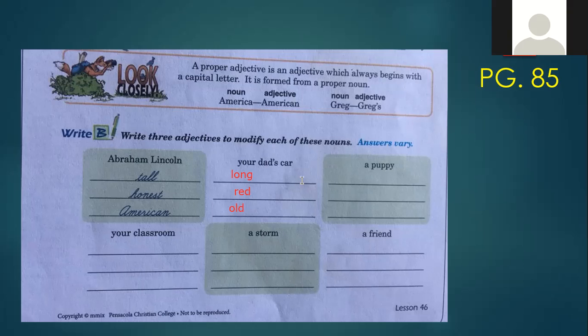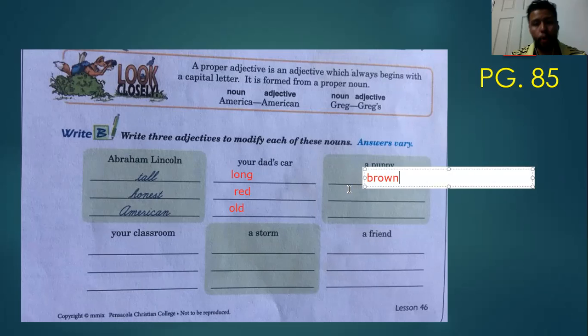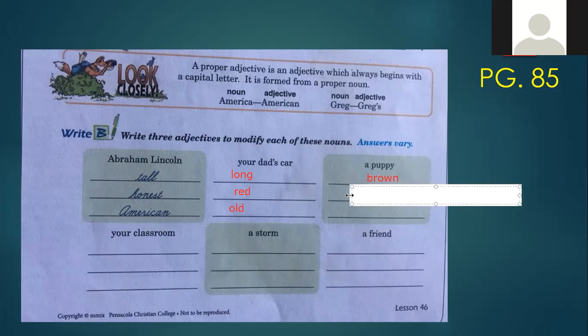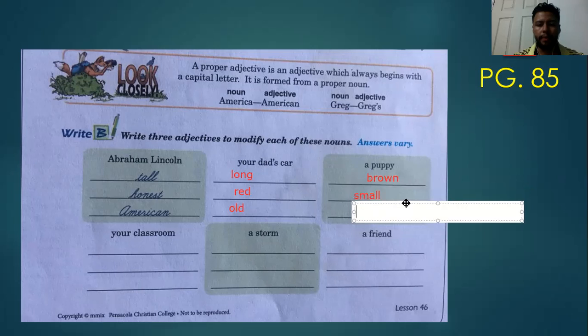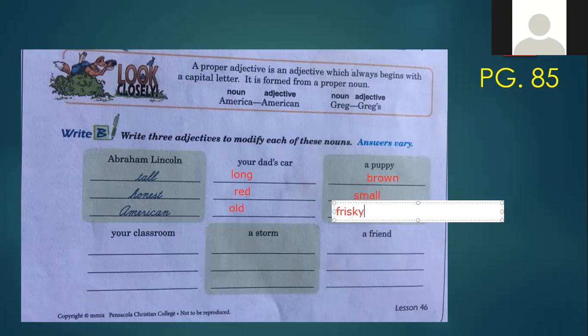Florence, a puppy. An adjective, Florence, please. It's color brown. Okay, brown in this case, a color. What else? It's small. Small? We can use the same one that we saw two minutes ago. Frisky, right? Frisky, yeah.